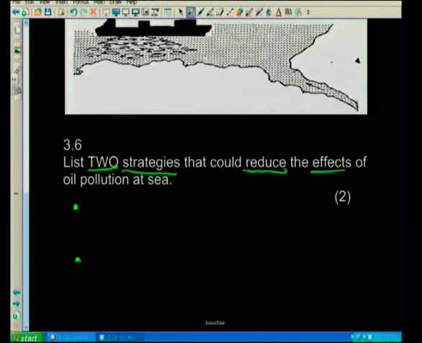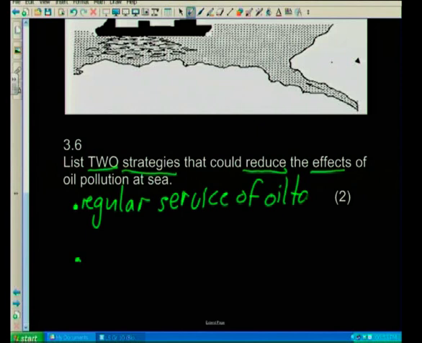All right, now look at your picture. Now I would say the oil comes out of the tanker. So what should they do? They should inspect that tanker. So they should have regular service of oil tankers. So they must make sure that the oil tankers are serviced before they go out on sea, so that there are no possible cracks in the bottom of the boat where the oil can leak. So that's a good point.